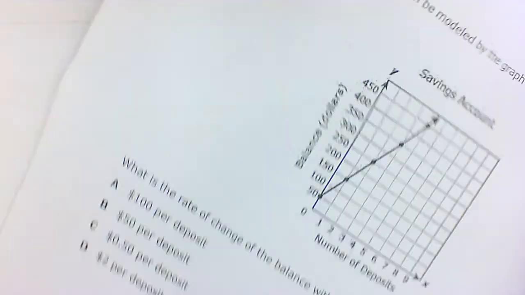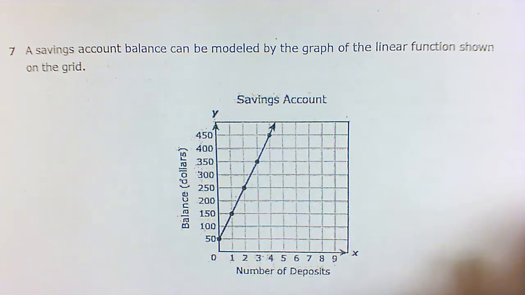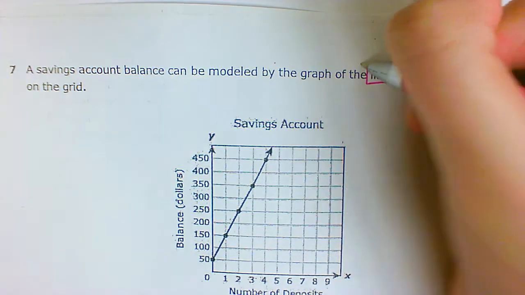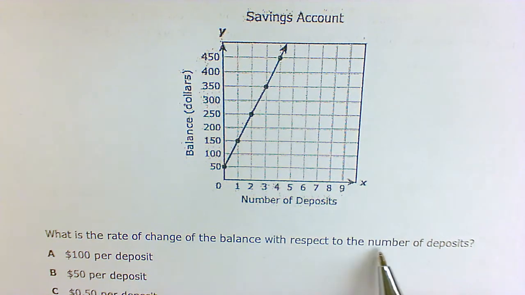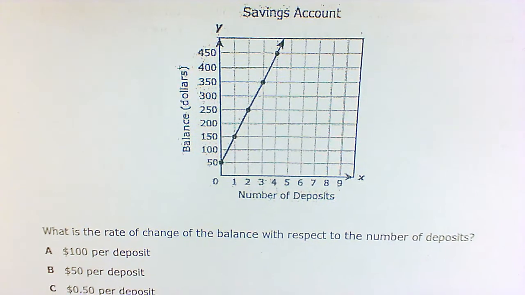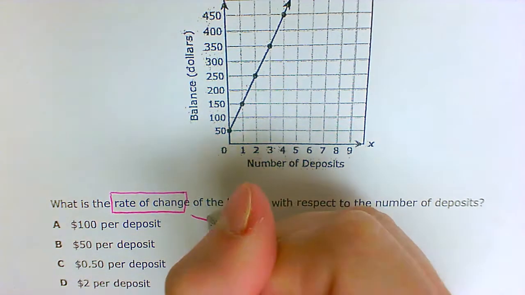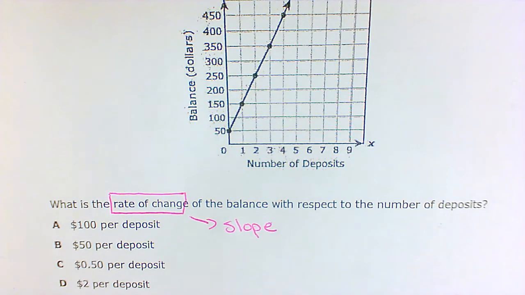Number 7. A savings account balance can be modeled by the graph of the linear function shown on the grid. Okay, so they kind of told me right now, we know we're dealing with a linear function. What is the rate of change of the balance with respect to the number of deposits? Now the big vocabulary words that we need to know right here is rate of change, which means the exact same thing as slope. So we are trying to find the slope of this line.